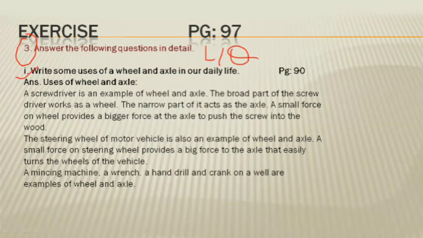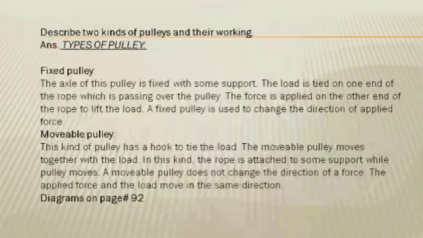In the long questions, the first one is: write some uses of wheel and axle in our daily life. We have seen some of the uses in the first slides, in which we discussed the screwdriver, the steering wheel, mincing machine, a wrench, a hand drill, a crank, and a crank on a wheel. These are some common examples or uses of wheel and axle in our daily life. So you have to write about these in 2-3 paragraphs, which are on page number 90 of your book.